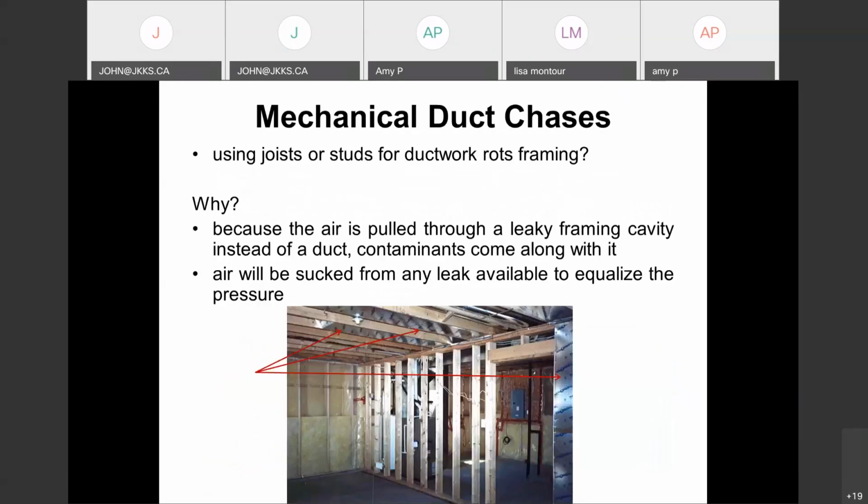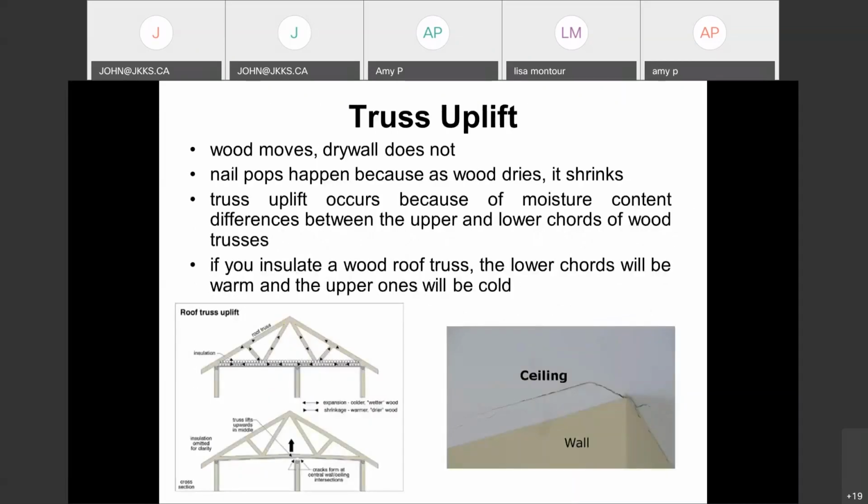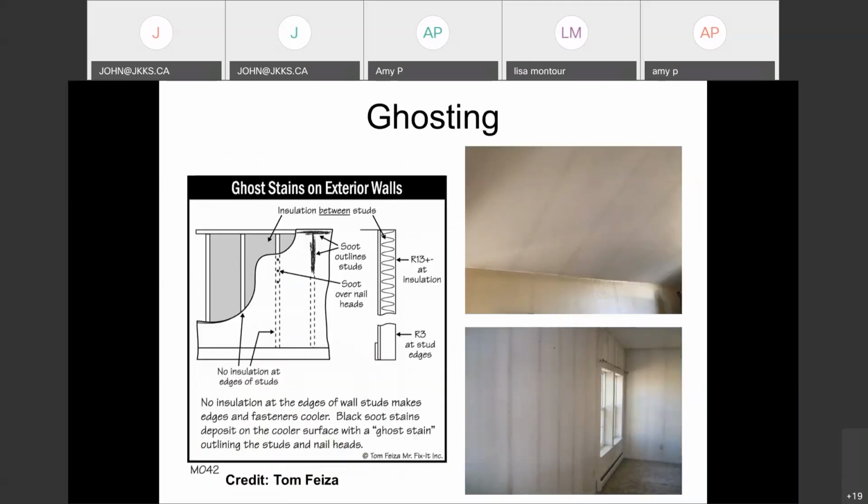So just a question there from Lane: what can be done to prevent ghosting? That's a really good question.